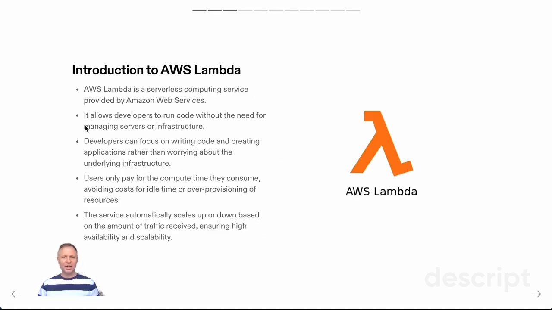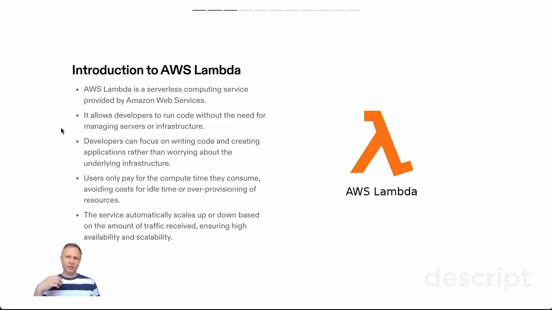Okay, so at a high level, AWS Lambda is a serverless computing service that lets you run functions without having to manage servers. That's the big idea here, is that you can run function code without having to manage servers. And that's really what makes it serverless in their definition.